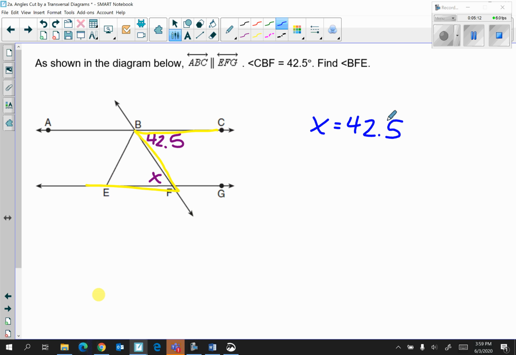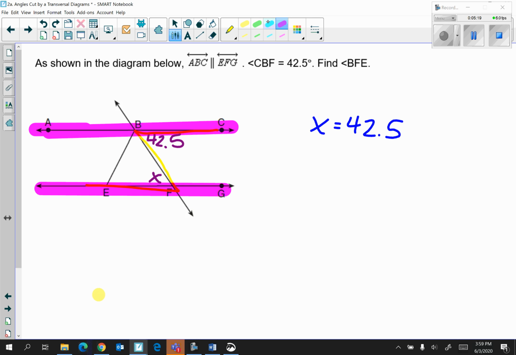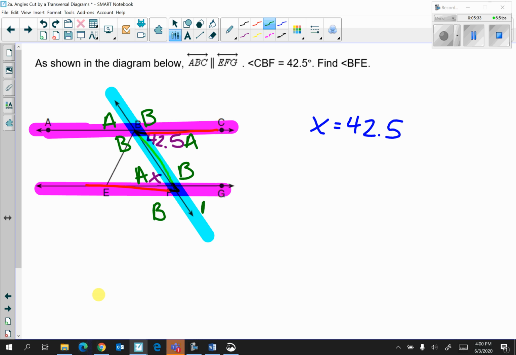Now, also, if you recognize you have two parallel lines and they're cut by a transversal, you can also implement the AB pattern. AB, BA, AB, BA. So if you notice here, angle A is congruent to angle A, which means x would have to be equal to 42.5. Say we wanted to know angle B.